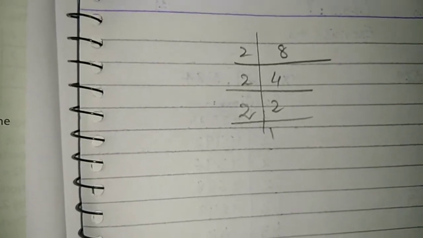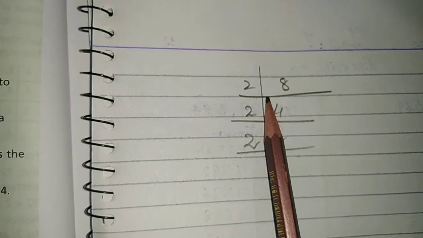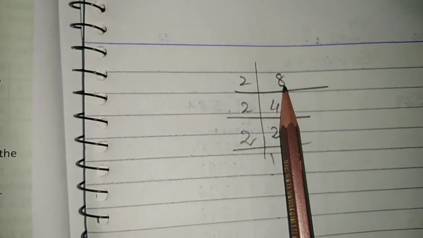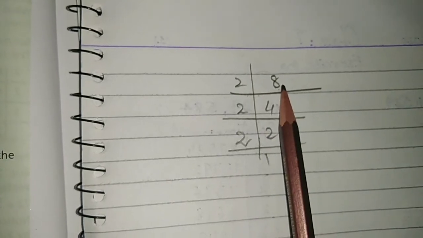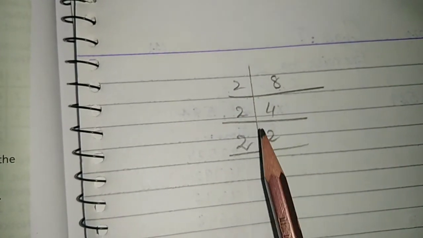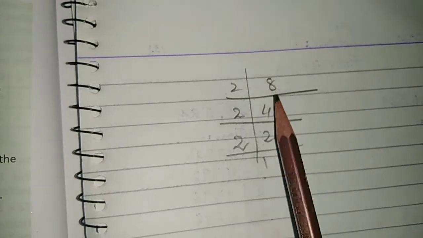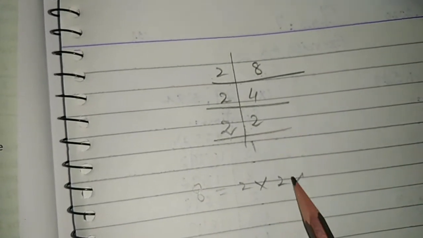Firstly, we have to take an example. First of all, let's suppose 8 is that number. Now we have to find the smallest whole number by which 8 must be multiplied in order to give a perfect square. So first of all, we have to find its prime factors. 2 4s are 8, 2 2s are 4 and 2 1s are 2. So 2 multiplied by 2 multiplied by 2 are the prime factors of 8.